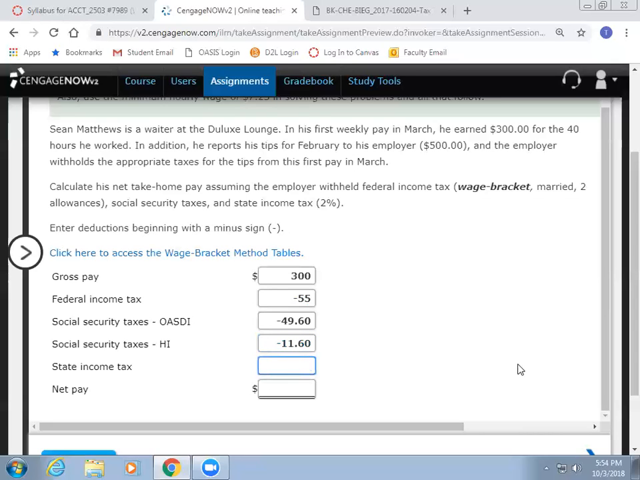And then state income tax, they told us, was 2%. Again, we're looking at it off of his taxable income of $800. $16, very good. And as you can see, you don't have to type in decimals. It won't make you type in both decimals. Whoops, I didn't put my minus in. There we go. So his gross pay minus all of his withholdings, what is his net pay for this week? Very good, $167.80.